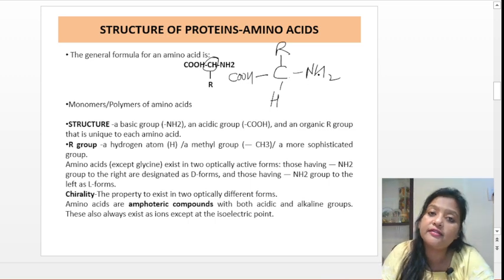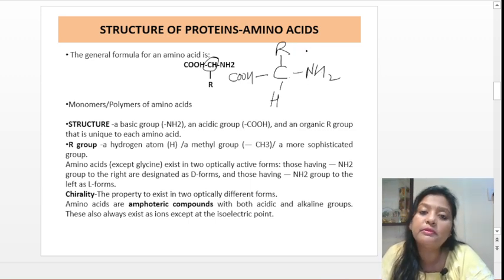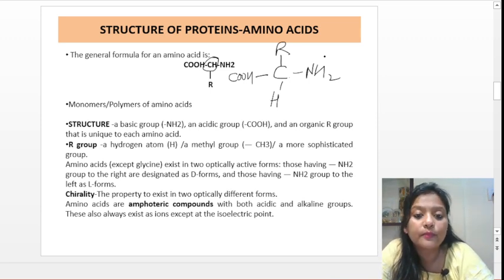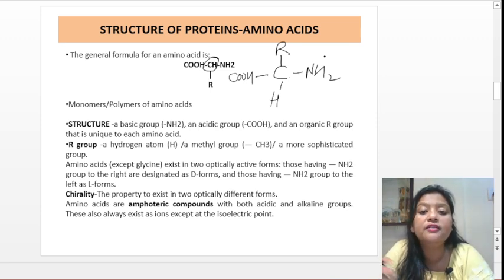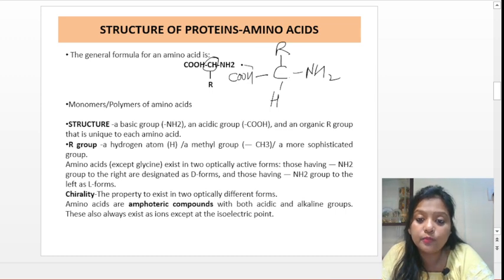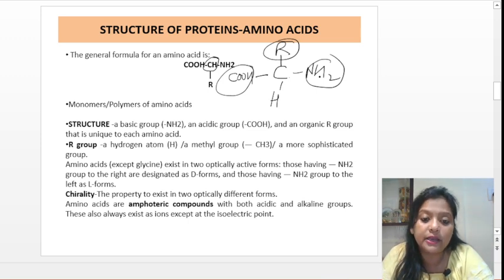You can see the amino acids may be polymers or monomers, and they will form proteins. So the basic structure here is that there is an acidic group, a basic group, and an organic group. These three are the basic structure of the amino acid.